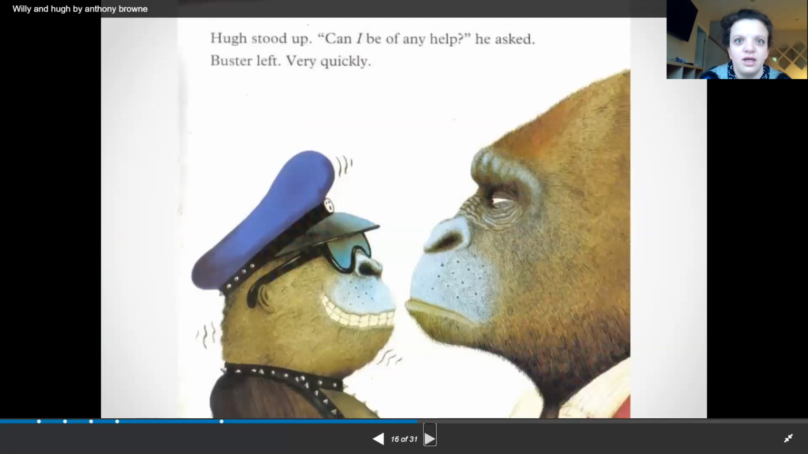Let's find out. Hugh stood up. "Can I be of any help?" he asked. Buster left very quickly. Why do you think he ran away so quickly? How do you think he was feeling when Hugh stood up?